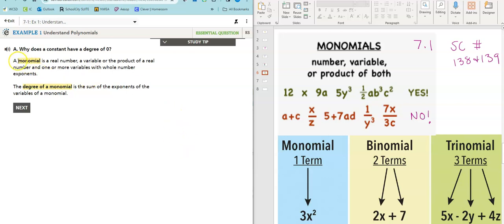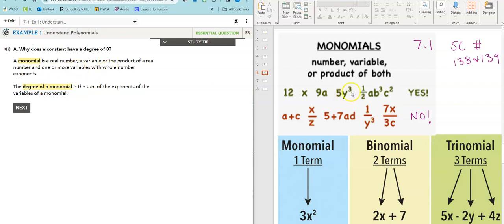First, we need to understand what a monomial is. A monomial is a real number, a variable, or a product of a real number and one or more variables with whole number exponents. If we come over to this side, you can see some examples, which I think helps explain what a monomial is. It can be a number like 12, it can be a variable like x, or it can be a product of both, like 9 times a, or 5 times y to the third.